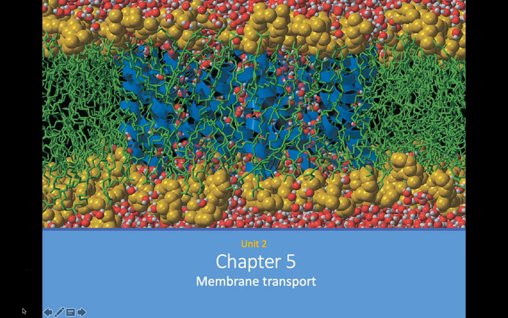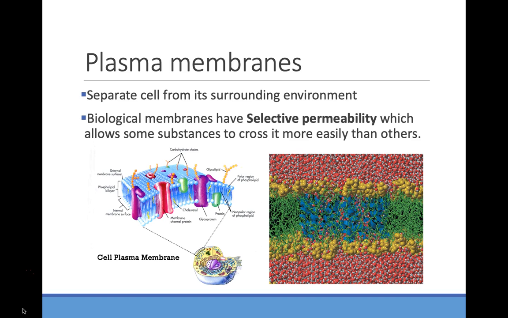In Chapter 5, we turn to looking at more of the specific properties of a cell and the specific functions of a cell. Chapter 5 is all about membrane transport, so moving molecules across that plasma membrane. The plasma membrane is really important because it separates the cell from its surrounding environment. So it provides a boundary that partially protects the cell, but mostly controls what moves in and what moves out.